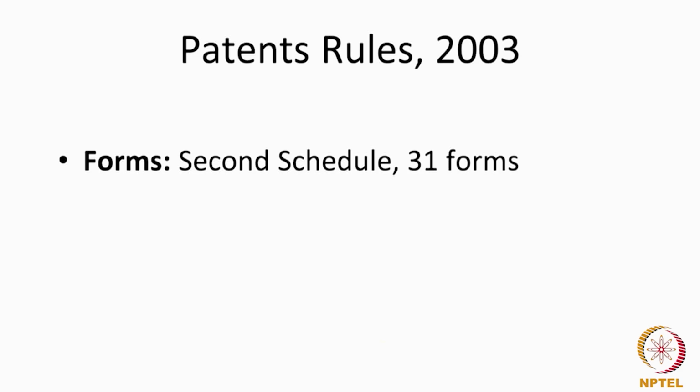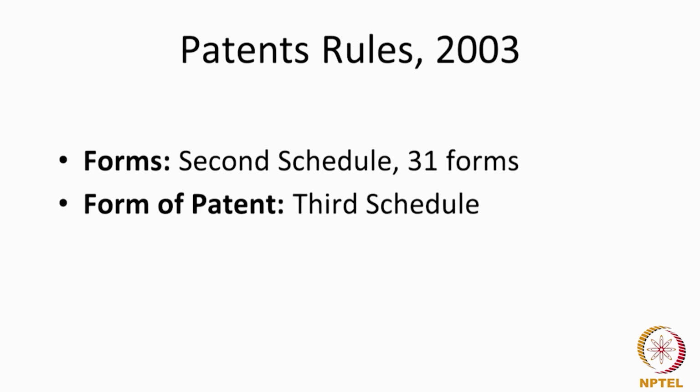So, we have different forms. There is form 1 for filing a patent application, and form 2, which is the form for the complete specification or the provisional specification. You have various forms. The second schedule has 31 forms, and it is important to know these forms because we need to understand which form can be used for which procedure.